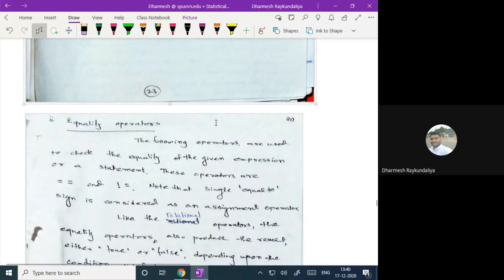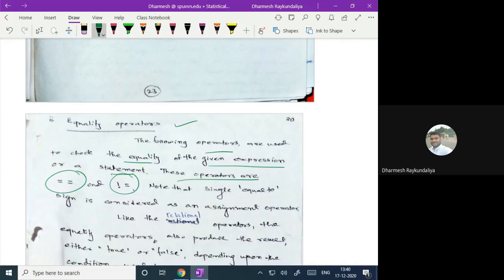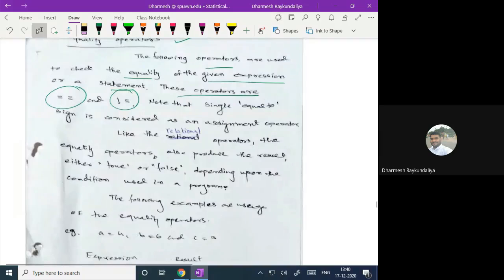In the same line, you can have equality operators. The following operators are used to check the equality of the given expression or statement. These operators are double equal to and not equal to, that is the negation of equal to. It is called not equal to. Note that a single equal to sign is considered an assignment operator. I told you, if you are using only a single equal to sign, the computer will understand that you are using the assignment operator. It is not an equality or comparison operator.